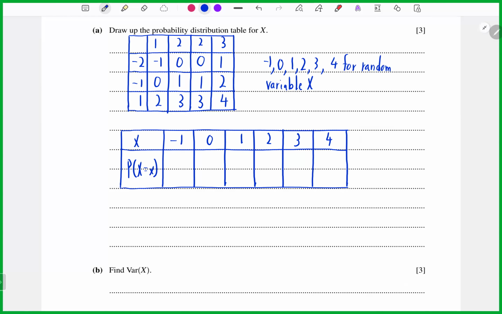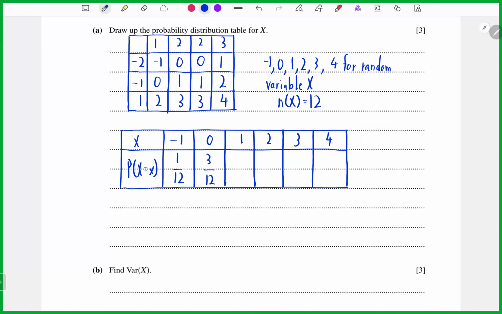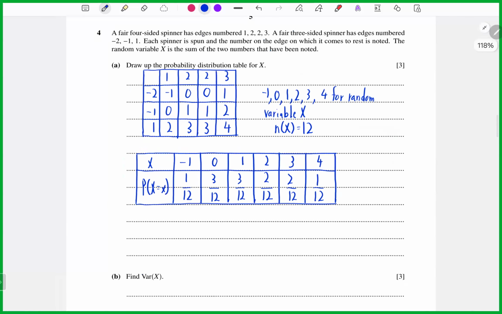Okay, so now I try. And then you see, n for the x total equals 12, right? So, let's see. How many negative one here? 1 over 12. 0, we have 3 over 12. For the 1, we also have 3 over 12. 2 over 12. For the 3 is 2 over 12. And the 4, 1 over 12. Okay, so this is your answers here.